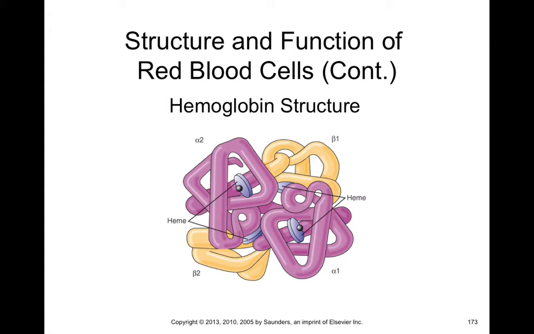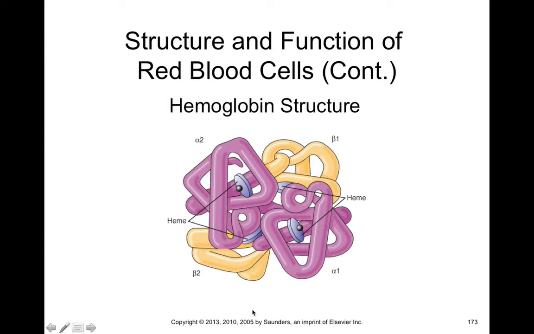Now you might wonder, well, how does blood carry oxygen? Well, remember, about 45% of the volume of blood is red blood cells, and within each red blood cell, you have about 250 million molecules of hemoglobin.